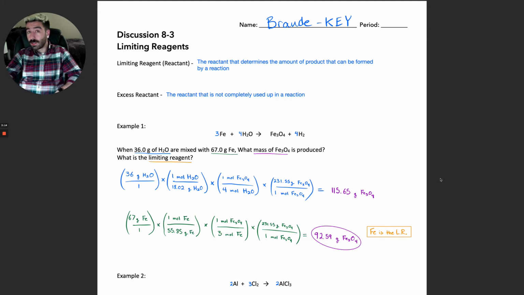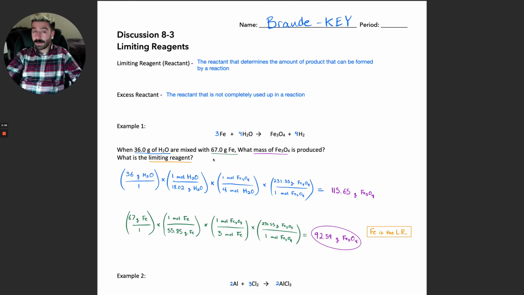So what we have to do first is figure out how much iron oxide we could make from our 36 grams of water and how much iron oxide we could make from our 67 grams of iron. Whichever one of those makes the least iron oxide is going to be the limiting reactant. It's going to be the one that will run out first. That'll determine our limiting reactant, as well as how much we can make. So that's the concept, but really, all of this we've done before.